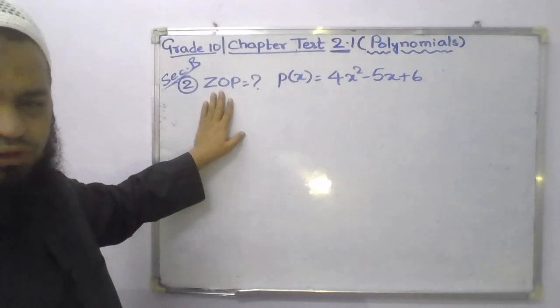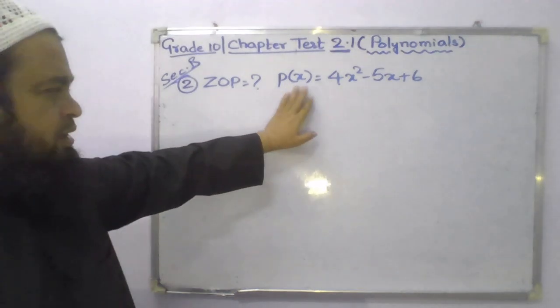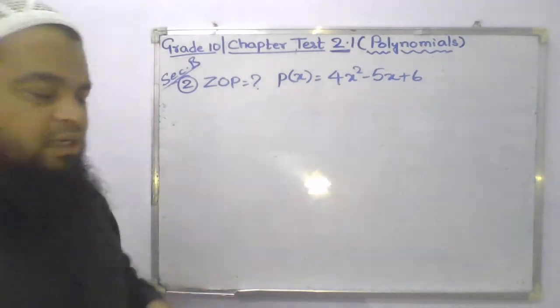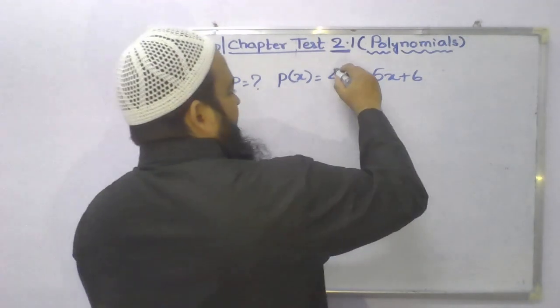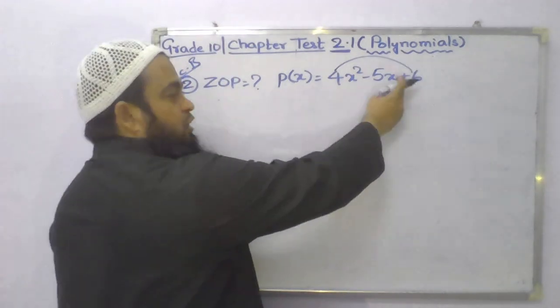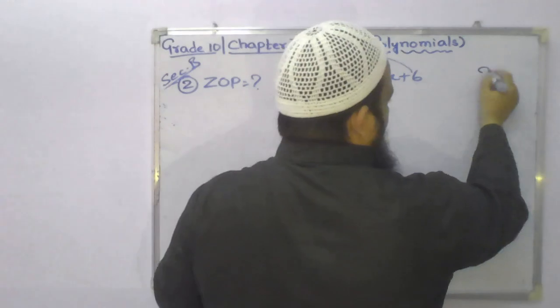You have to find zeros of the polynomial. What is the polynomial again? 4x square minus 5x plus 6. Okay, let us see the same way, splitting of middle terms. Multiply the coefficient of x square and constant. So 4 6s are 24.